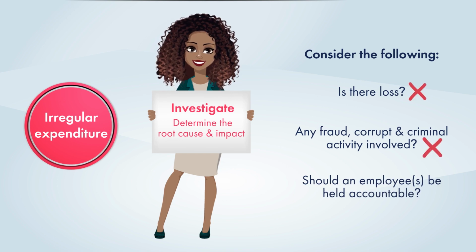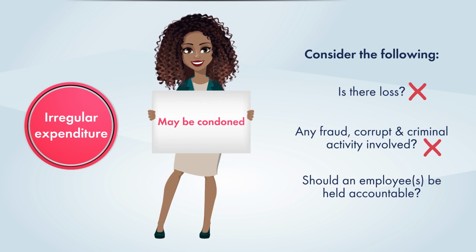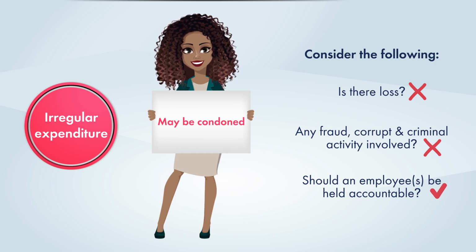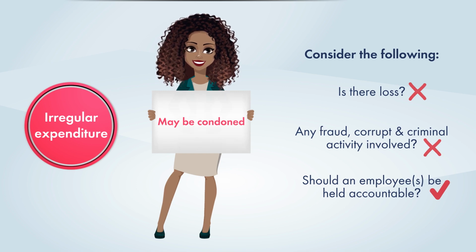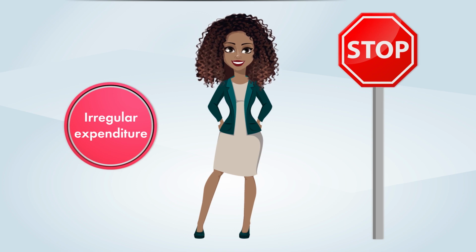If there was no loss or fraud, corrupt and criminal activity, the irregular expenditure may be condoned by the relevant authority. The necessary disciplinary action should be taken against the employee or employees responsible. This should act as a deterrent for any further irregular expenditure.